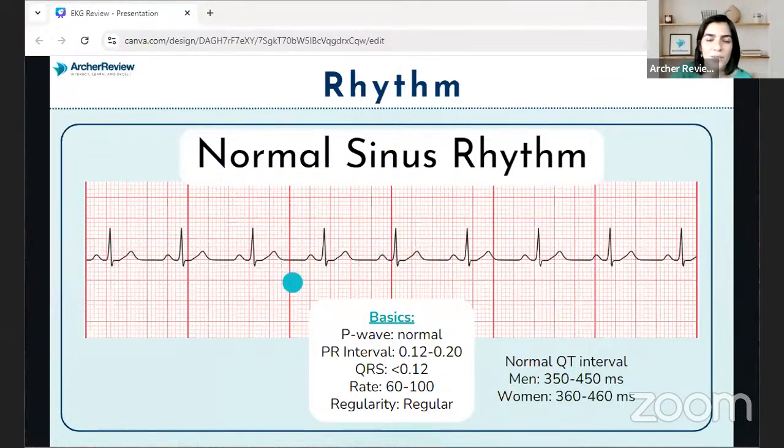You want to look at the QT interval as well. That's a different calculation that gets a little bit more complex. We will skip that for today. But basically looking at this, it's a normal sinus rhythm. So the rate is normal and all the intervals are normal as well. So who can tell me why we look at the QT interval and what we worry about with a prolonged QT? You might see that come up on your boards. What do you guys think?